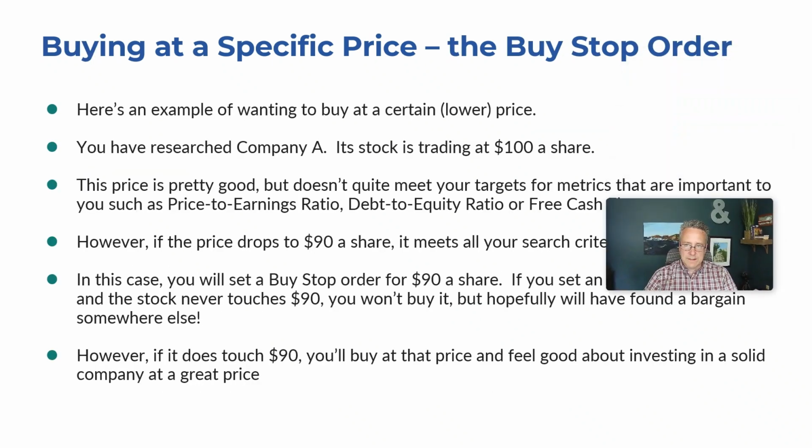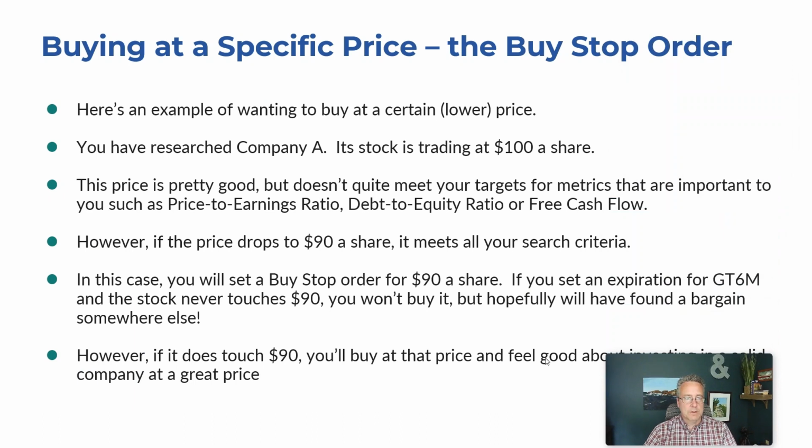For buying, there's a similar concept. This is called a buy stop order. You may want to buy at a certain lower price. And maybe it's not terribly close to what's being traded currently, and that's why you might not be able to use a limit. So let's say you've researched company A.